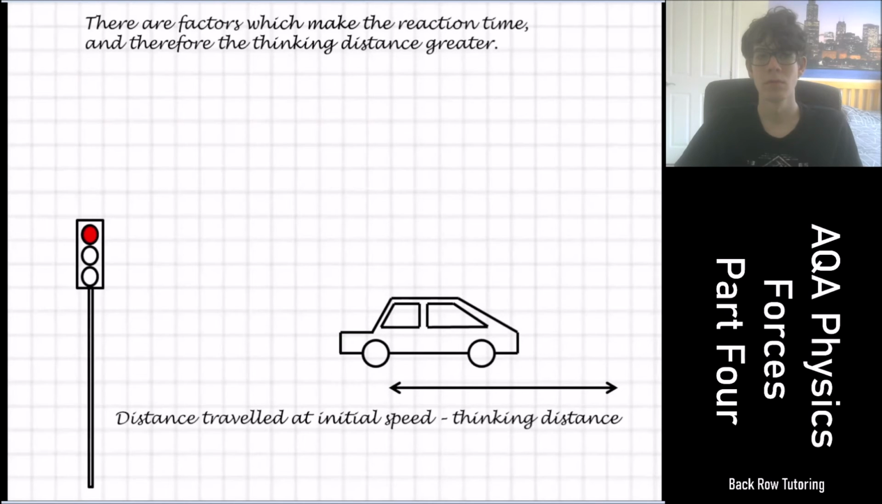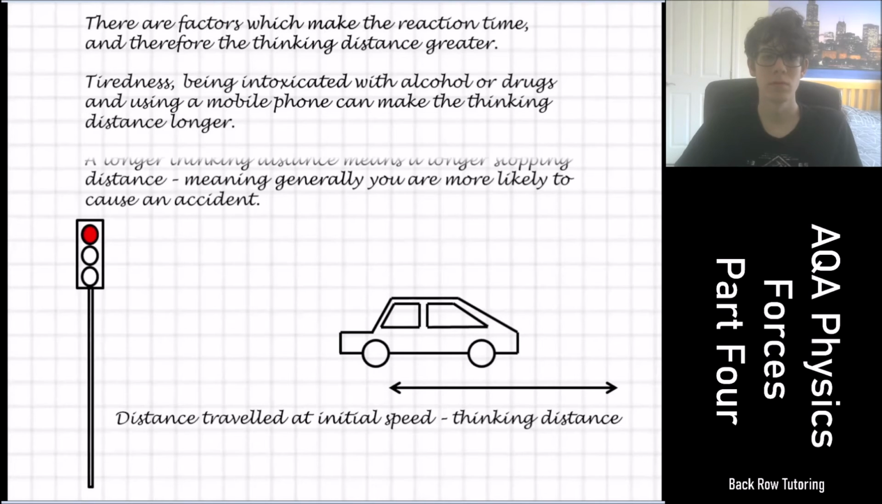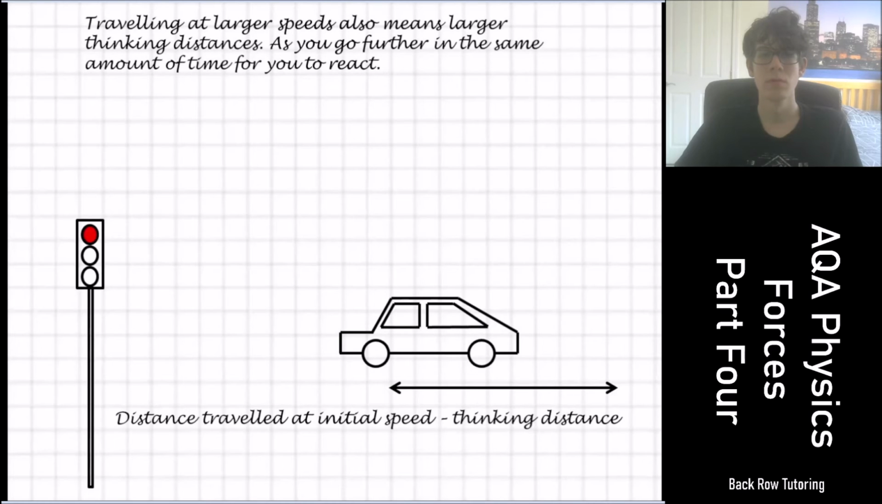There are factors which make the reaction time and therefore the thinking distance greater. Tiredness, being intoxicated with alcohol or drugs, and using a mobile phone can make the thinking distance longer. A longer thinking distance means a longer stopping distance, meaning generally you are more likely to cause an accident. Travelling at larger speeds also means a larger thinking distance, as you go further in the same amount of time for you to react.